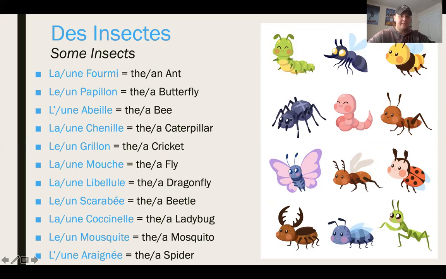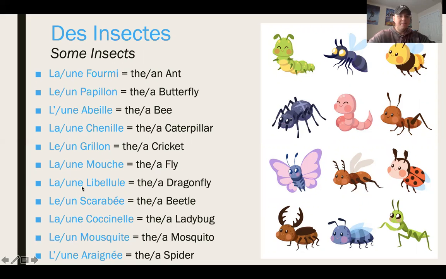We have des insectes, or some insects. La or une fourmi, which is the or an ant. Le or un papillon, which is the or a butterfly. L'abeille or une abeille, which is the or a bee. La or une chenille, which is the or a caterpillar. Le or un grillon, which is the or a cricket. La or une mouche, which is the or a fly.